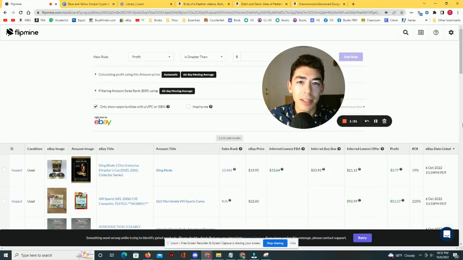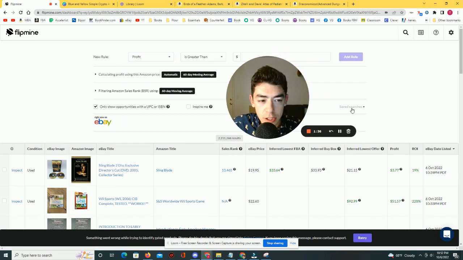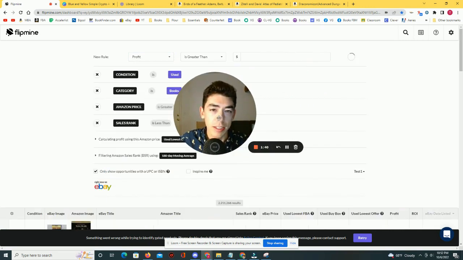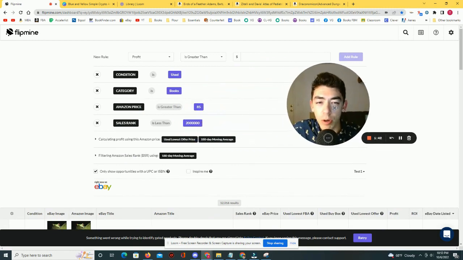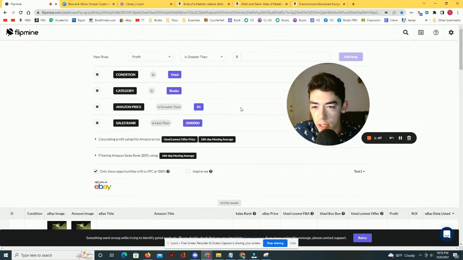All right, so here's what Flipmine looks like. This is the actual software. And what you do is just make a whole bunch of different customized rules, and you add those rules up, and basically your Flipmines get to return results for you that meet those criteria. Now, I just use this one, I just call it test one. I try to experiment with different rule sets to see if it produces any better results. But these are the conditions that I've set, and feel free to copy them if you want to.